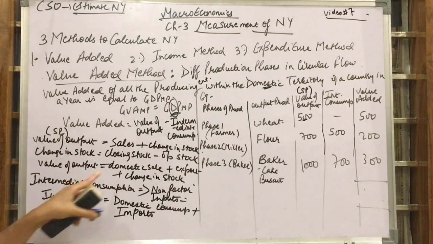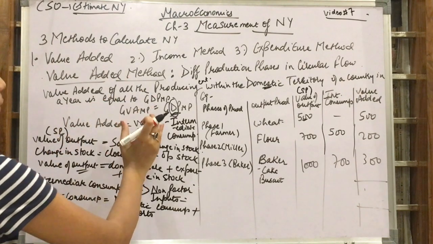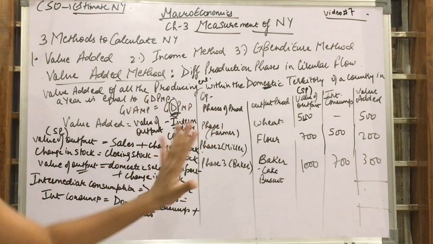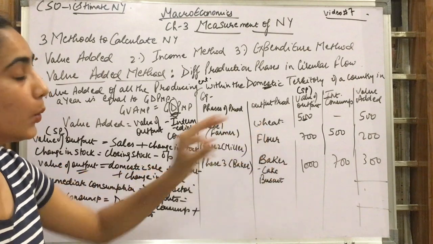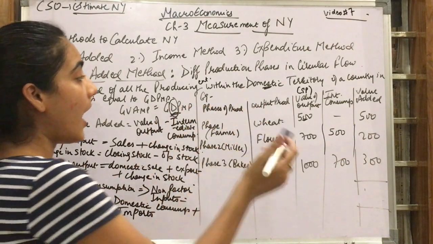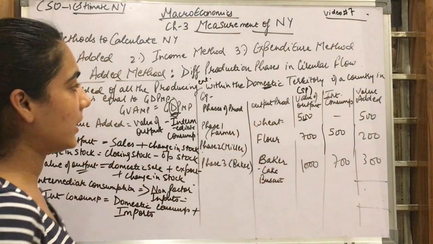Value of output we have already understood. So value added is value of output minus intermediate consumption. Now I will be explaining with the help of an example. I have told you that under the value added method there are different production phases. Now, what are those production phases? Suppose phase 1 includes the farmer and he is producing wheat. Which output is he producing? He is producing wheat. At what price? At 500 value of output he is producing wheat.